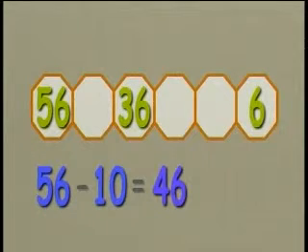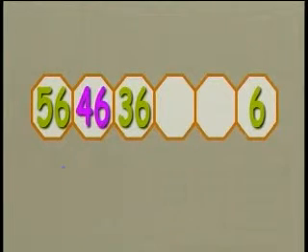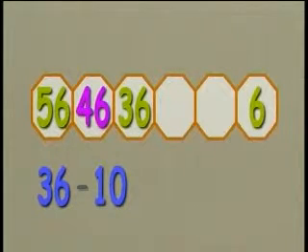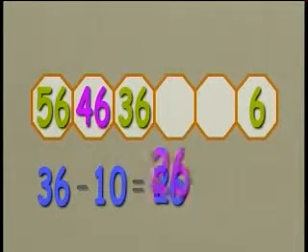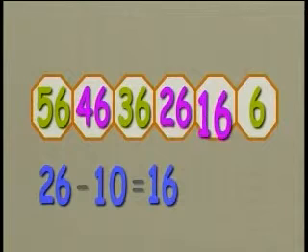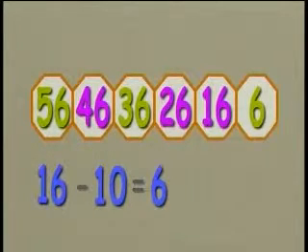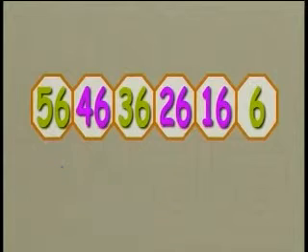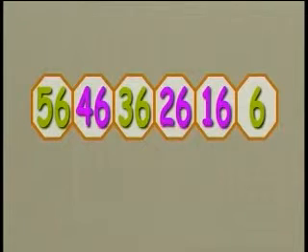If the first number is 56, then the next number should be 10 less than 56, which is 46. After that is 36. The number after 36 should also be 10 less. So it will be 26. After 26 will be 16. And finally, 6. So, the missing numbers are 46, 26, and 16.